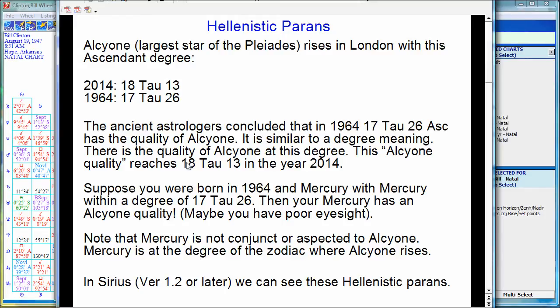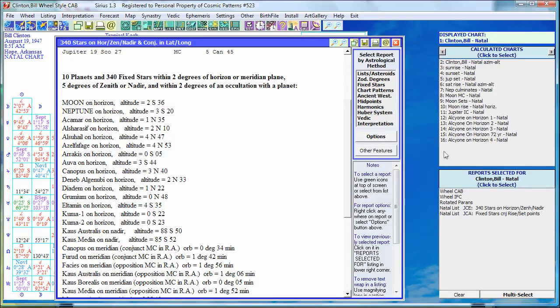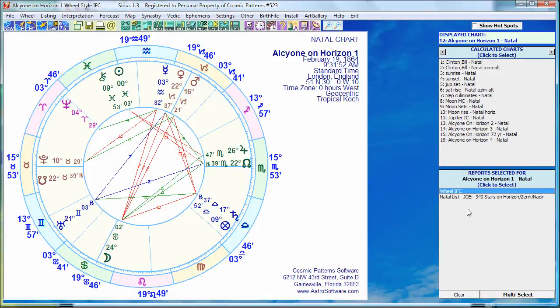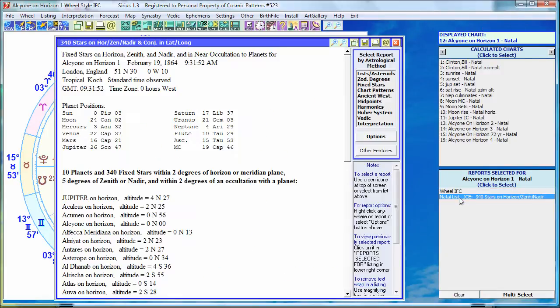Now, by the way, how did I do that in Sirius? What I did was I just picked a day. Here's Alcyone on the horizon. And I picked that same listing that I showed you before, 340 stars. And here is Alcyone on the horizon with an altitude of 0 north 0, 0 on February 19th, 1864 at 9:31:52. How did I find that?